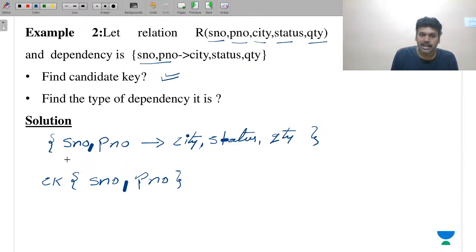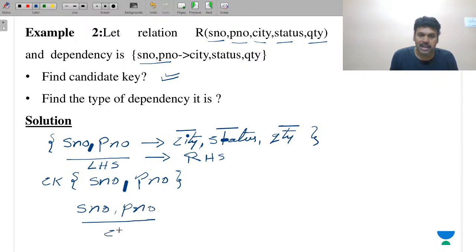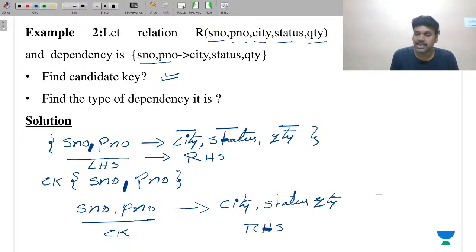So you understand this is your LHS implying your RHS. You see that your RHS completely depends on your LHS, not on a part of your candidate key. As far as we are concerned, we know that SNO comma PNO is the candidate key, so LHS is a candidate key, and RHS we don't mind. RHS may be a non-key or RHS may be a part of key, we don't mind. Therefore, this is 100% fully functionally dependent because your dependents completely depend on your candidate key, not on a part of the candidate key. Okay, friends?